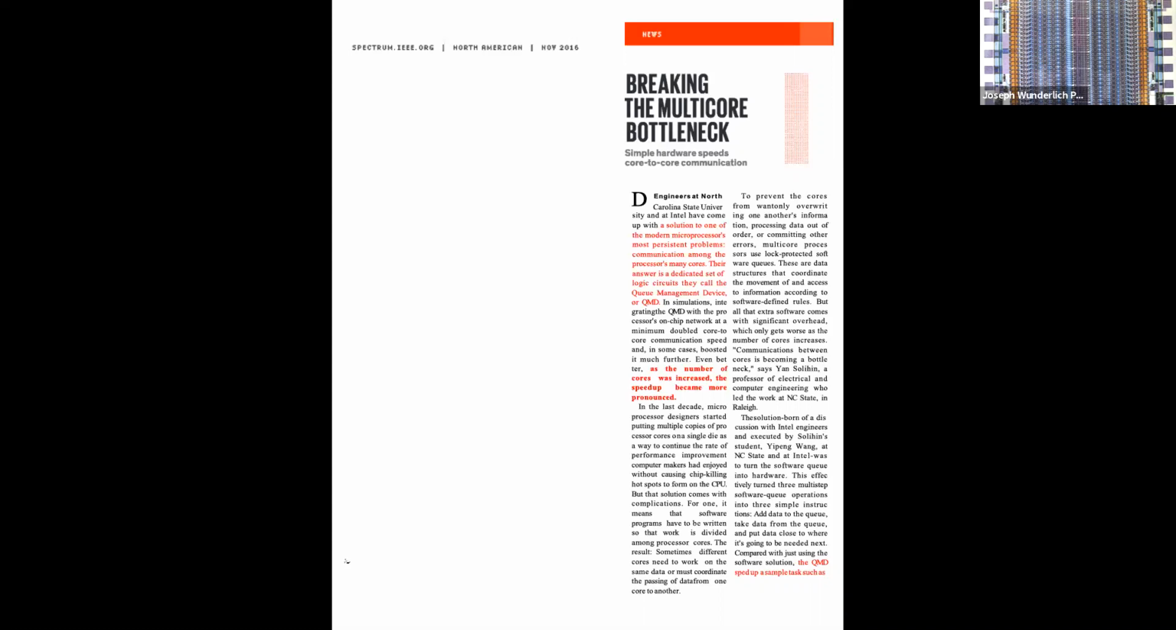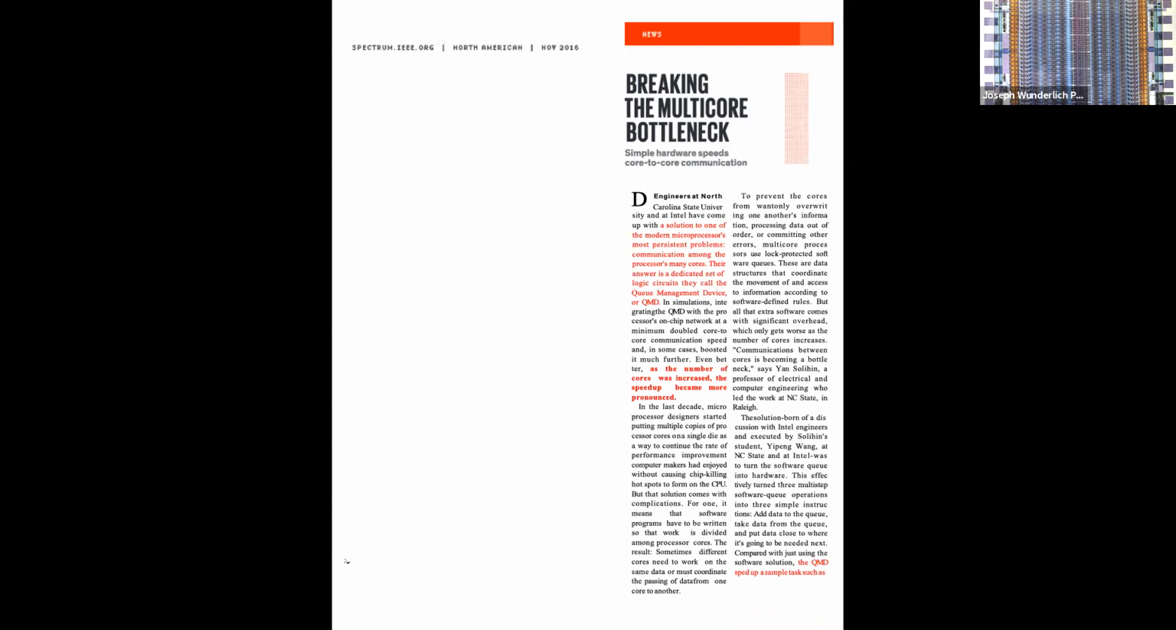Now, what they found is they can actually surpass the ideal case. And so as you read here, I've highlighted in red a solution to one of the modern microprocessors' most persistent problems, the communication among processors in many cores. The answer that they have here is a dedicated set of logic circuits. They call this QMD, queue management device, that actually, as the number of cores is increased, the speed up became more pronounced. So they're going beyond the ideal case of Amdahl's law.